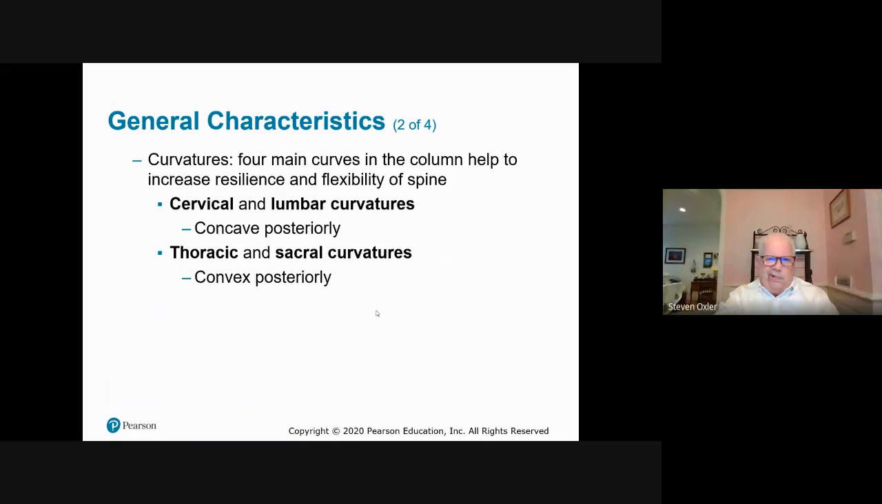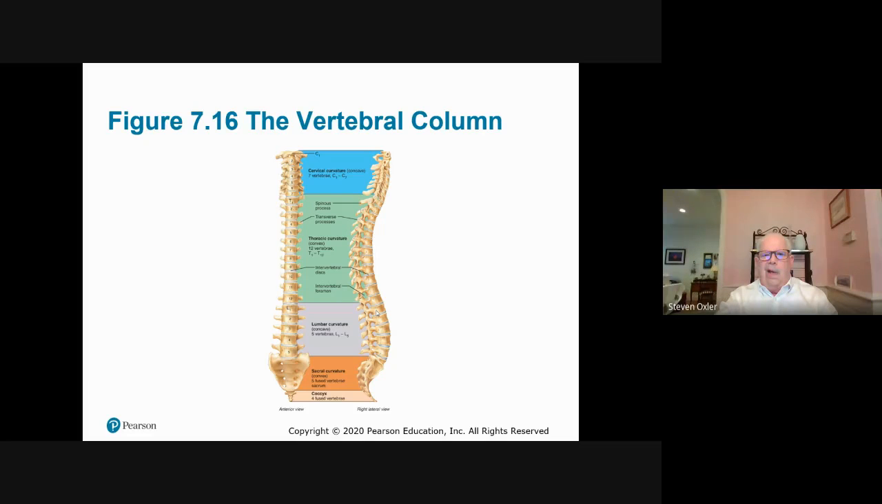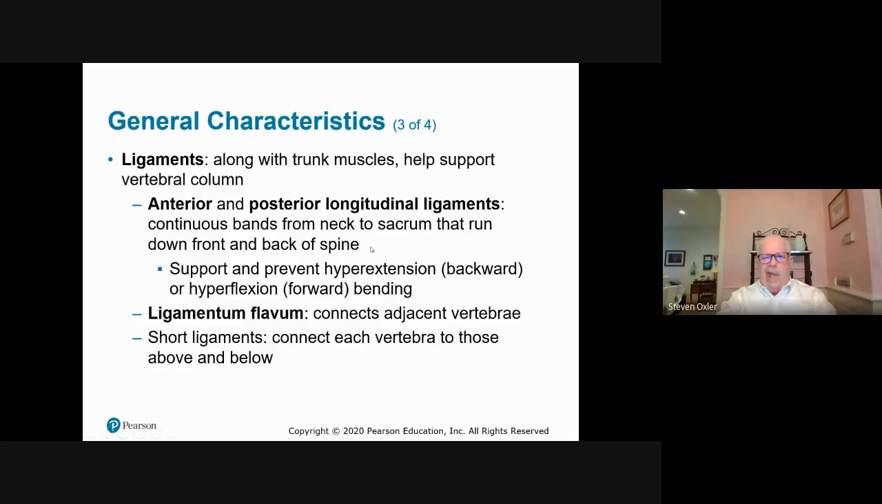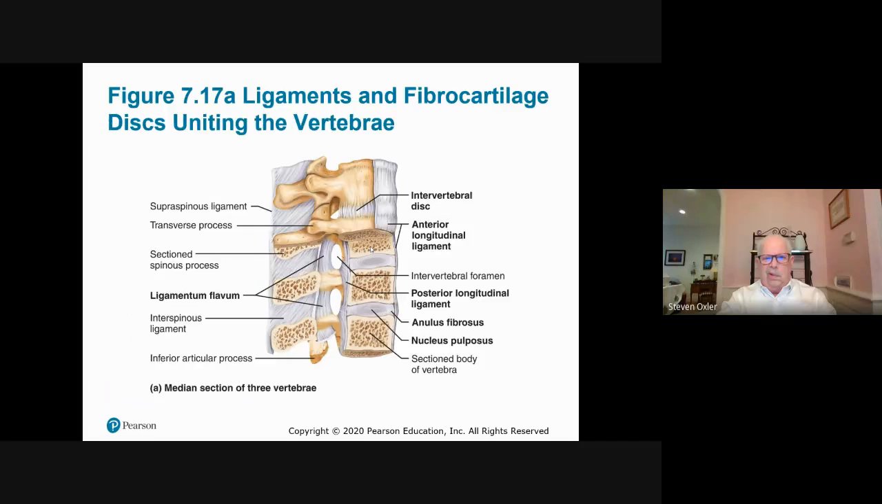There are many curvatures of the spine. I don't want you to know the normal curvatures. I want you to know the abnormal curvatures. Okay? This is what the normal curvature looks like. But what I want you to know are the abnormal curvatures. You don't have to know ligaments. That's not important. That certainly is not important. Okay?